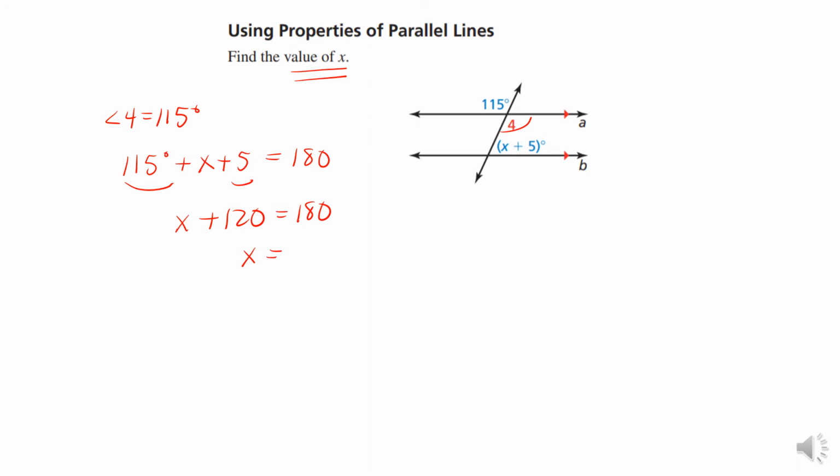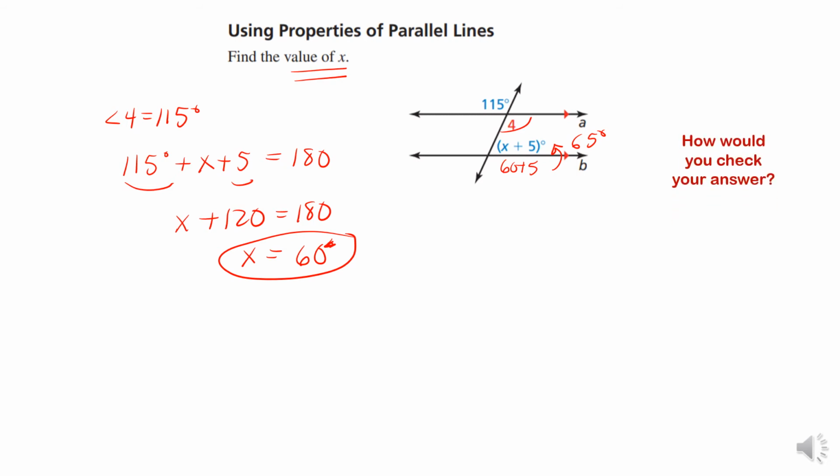So x equals 60. Okay, that is not the measure of the angle. That is solving for x. So it's not x degrees, it's just x. If I wanted to know the degrees, I would go 60 plus 5. So this angle is 65 degrees. Okay, so that's really important to understand. Okay, and how would you check your answer? So you would go 115 plus 65, and it equals 180, and I'm good to go.